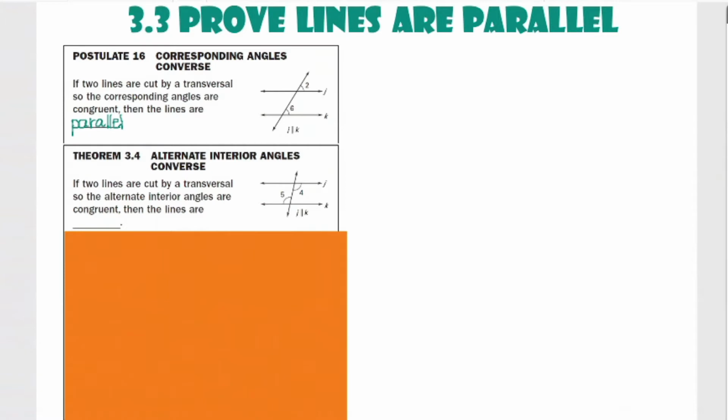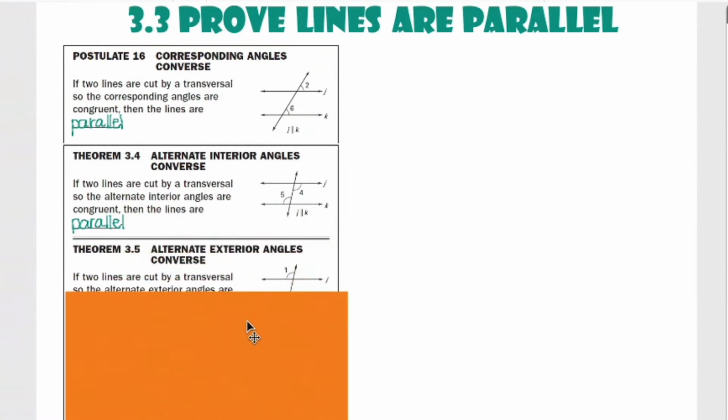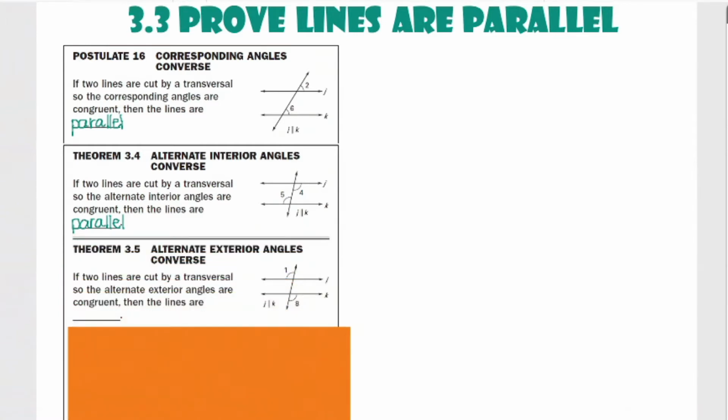If we can make those alternate interior angles congruent, then you'll know that the lines are parallel. That's called the alternate interior angles converse that guarantees that. Can you guess what comes next? The alternate exterior angles converse is a theorem that says as long as you make those alternate exterior angles congruent, you can be assured that you have parallel lines.